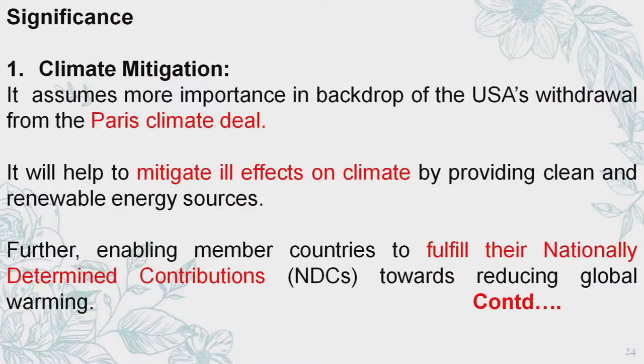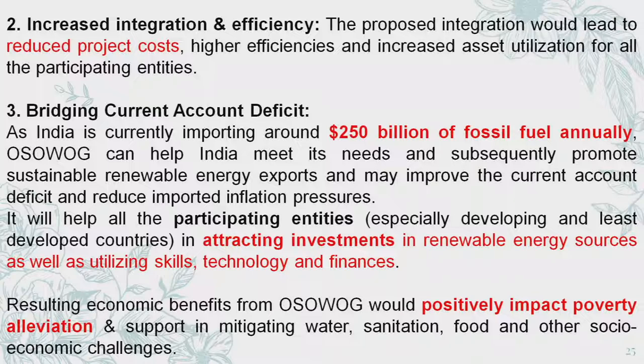So this is the plan we have in the scheme called One Sun, One World, One Grid program. Significance: this will tremendously mitigate or reduce climate change, because we are targeting the Paris Accord. Definitely solar energy will minimize global warming by reducing the release of greenhouse gases. Further, it enables countries to fulfill their nationally determined contributions to reduce global warming. So that is the global mitigation significance. Secondly, it increases integration and efficiency, because it is cost-effective and less expensive compared to fossil fuels. And third, as India is currently importing around 250 billion of fossil fuel annually, this will meet the requirement at a cheaper rate.